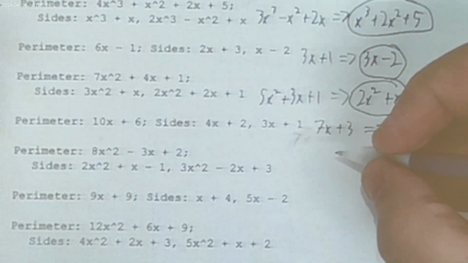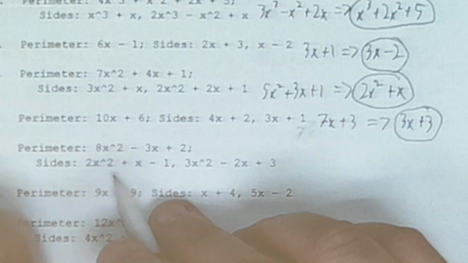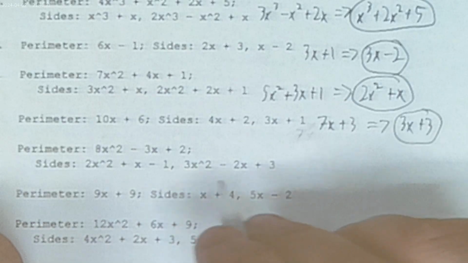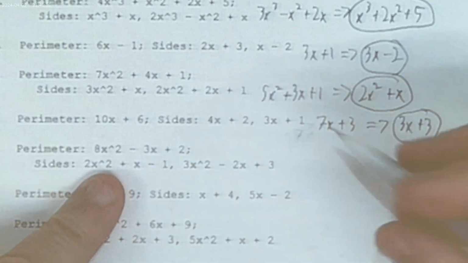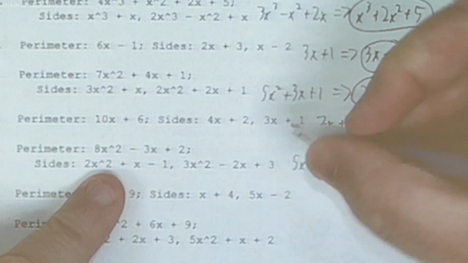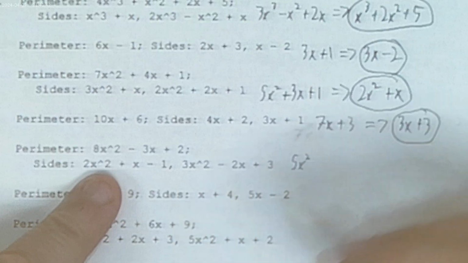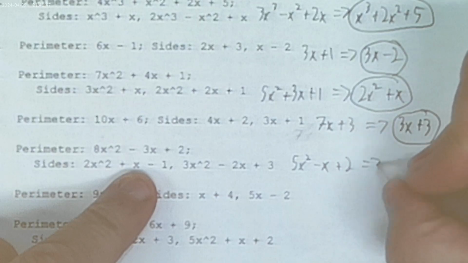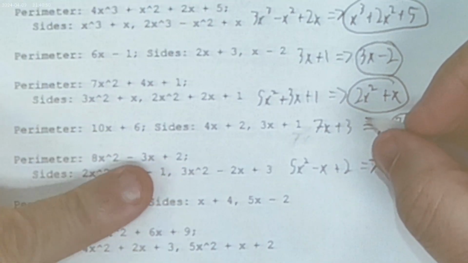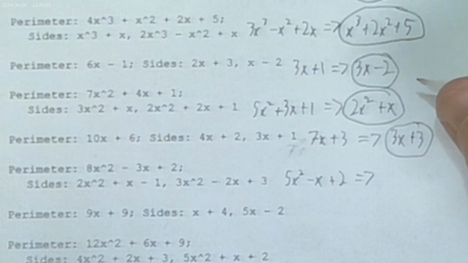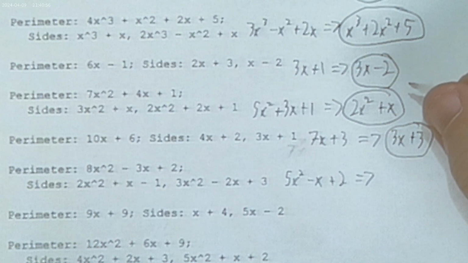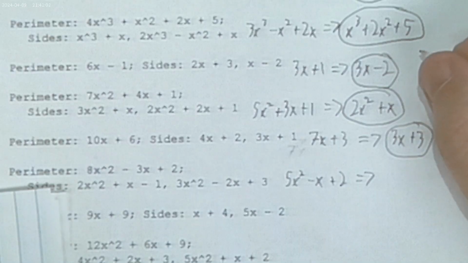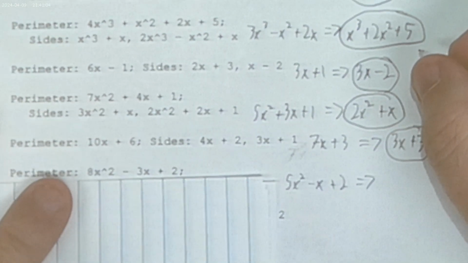All right. Next up, we've got 2x squared plus x minus 1. I've got x squared, x, constant, x squared, x, constant. So 2x squared plus 3x squared is 5x squared, plus x minus 2x is minus x. Minus 1 plus 3 is plus 2. All righty. The perimeter is, give me a second here. There we are.